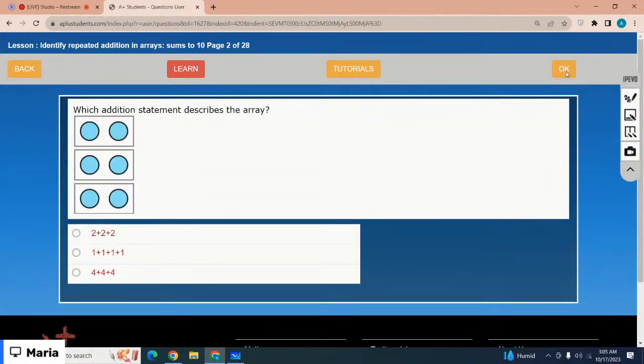Which addition statement describes the array? Which is the correct option? You have 3 rows, and in each row you have 2 circles. So the correct option is option number 1. You have to do 2 plus 2 plus 2. Option number 1 is the correct option, right?